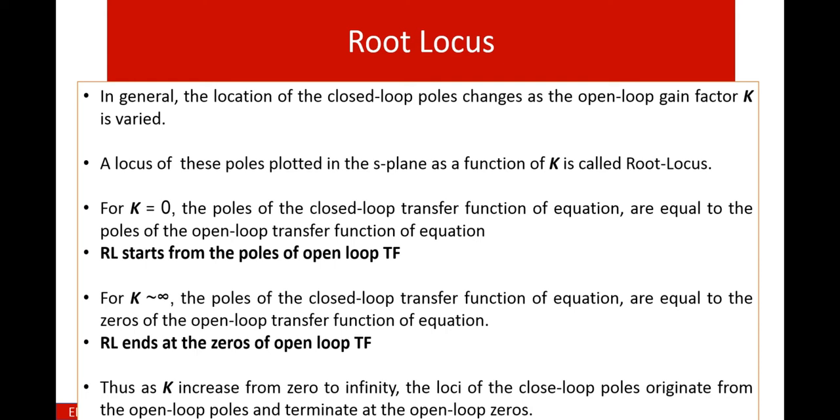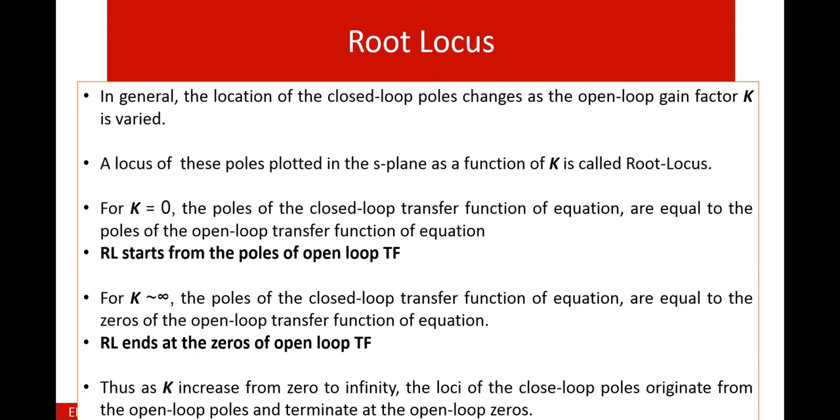This is just the wording statement of the previous results: Root-Locus is the plot in a complex plane as a function of k, and from k equal to 0, the Root-Locus starts from the position of the poles of the open loop transfer function. And similarly, k equal to infinity means it is the end point of the Root-Locus, which are the points of the zeros of the open loop transfer function.